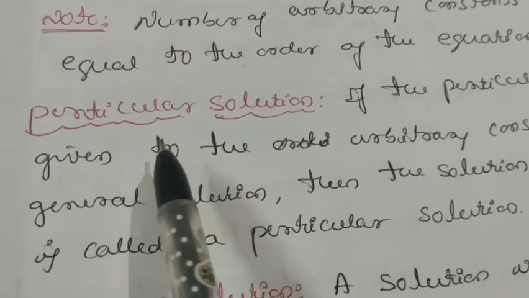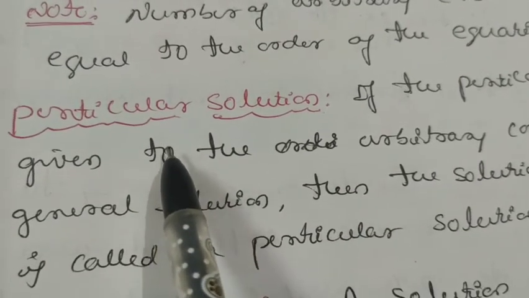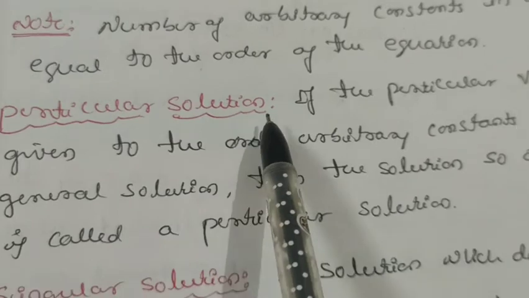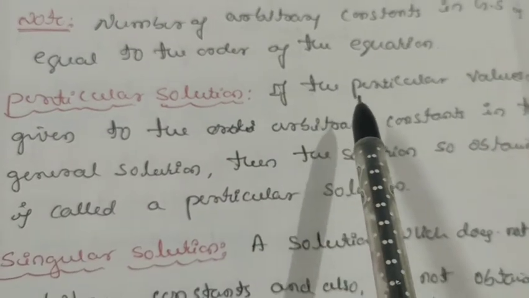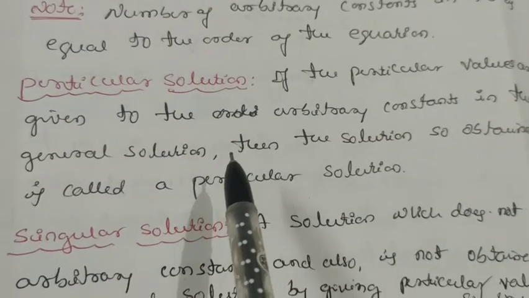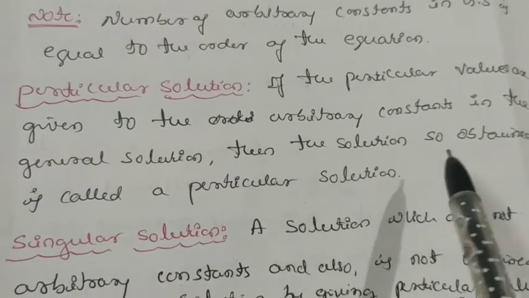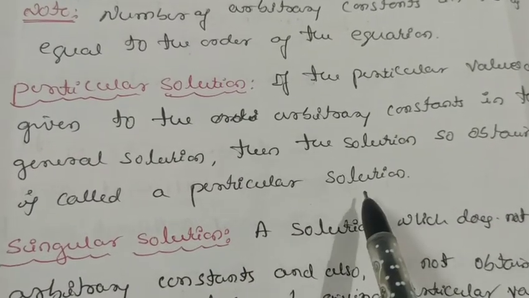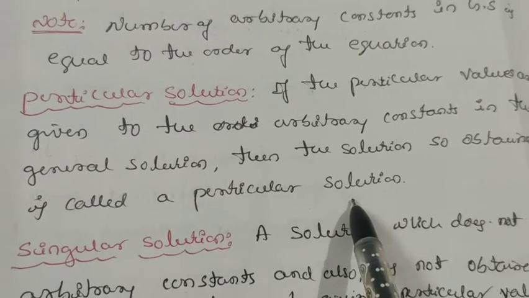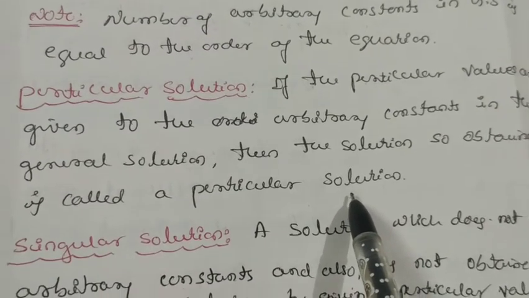Now let us take one more type of solution, that is the particular solution. Particular solution means if we give some particular values to the arbitrary constants in the general solution, the solution so obtained is called a particular solution. This you will come to know after solving some examples, that is, using some initial conditions.